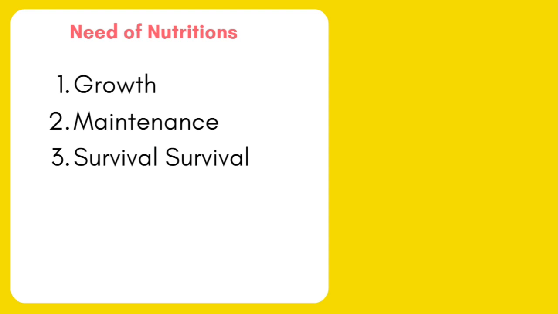Next, we need maintenance. Why is maintenance needed? Because if we just keep on eating and we don't excrete, what will happen? Can we survive? No. There is a malfunction. So nutrients are needed for the maintenance of our body. Survival. That is, we need to survive. That is, we need to live.